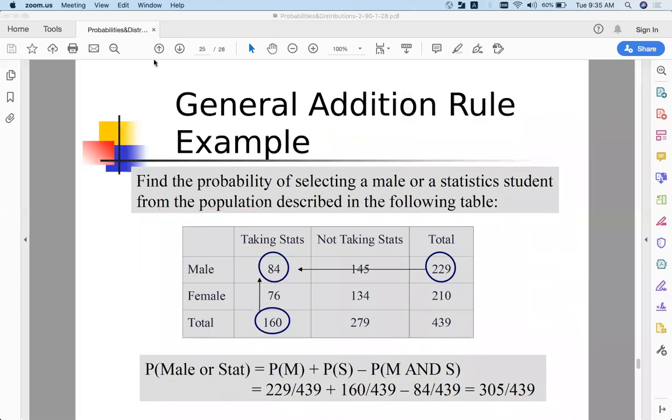So here male and statistics is mutually inclusive, not exclusive, because there are a few students who are males and are also taking statistics. Let's say only males are taking basketball, and females are playing, let's say, Kho Kho or something. Then that is mutually exclusive. You don't have any intersection. I hope you guys are with me.